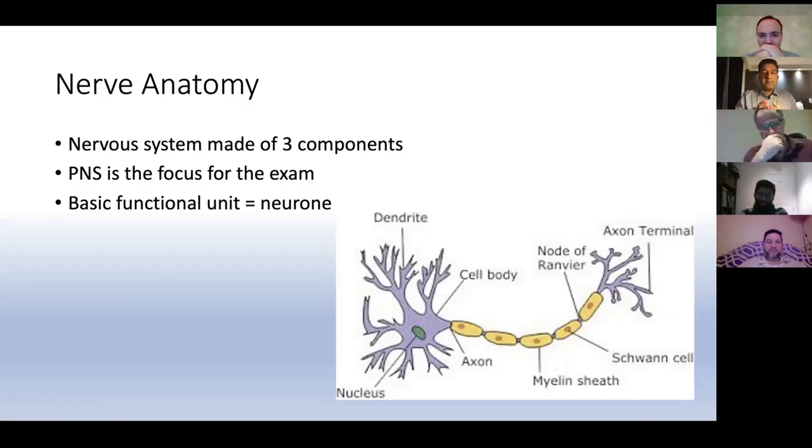And these have quite an important function because they produce this fatty layer which encases the neurons and can increase the speed of impulse transmission. And I'm going to very briefly tell you about how this works in a second.